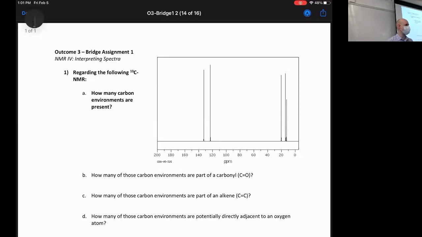Did anybody have any questions in general about carbon NMR? Not really. So that is fine.